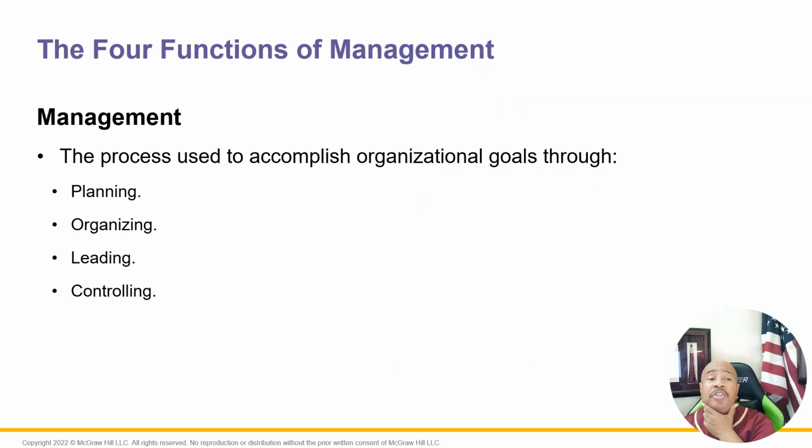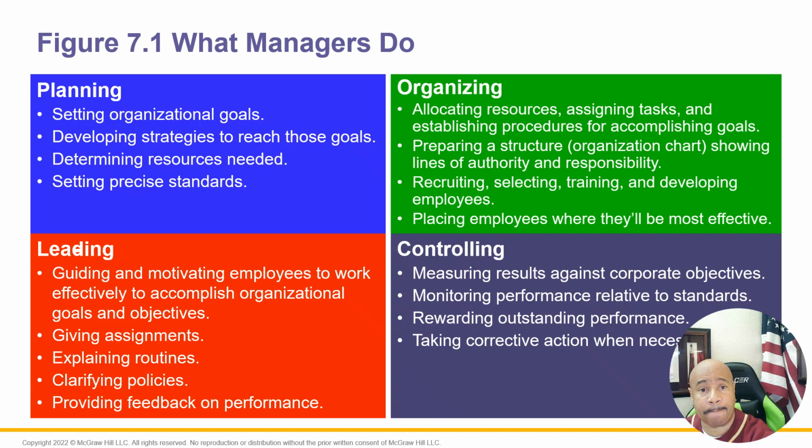So here are the four functions of management. You've got the planning stage, organizing stage, the leading stage, and the controlling stage. The process used to accomplish organizational goals is through these four entities. So what's happening in the planning stage, organizing stage, leading stage, and controlling stage? Well, planning.